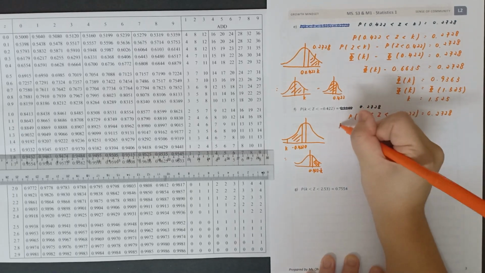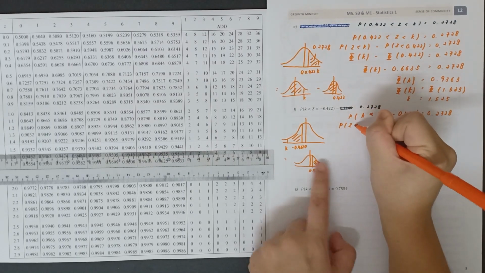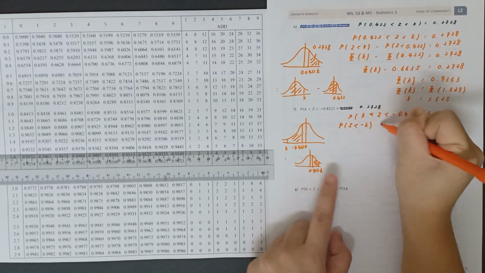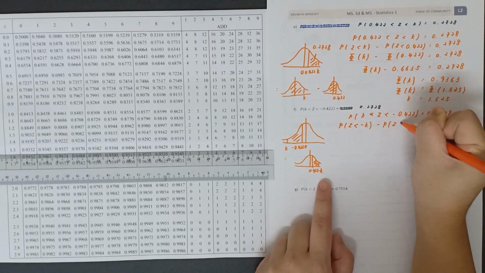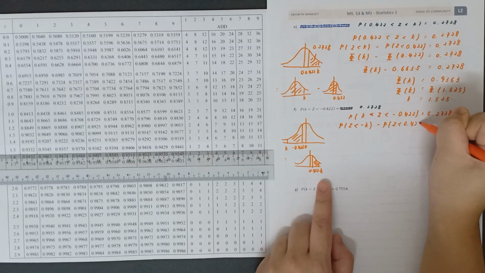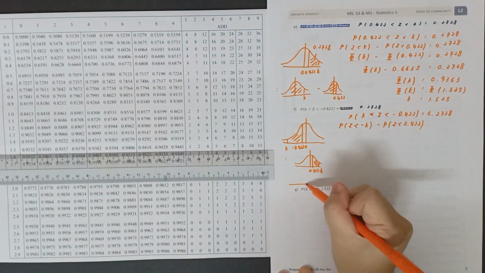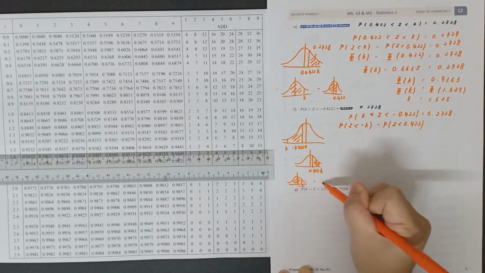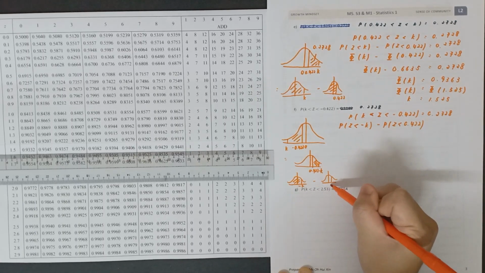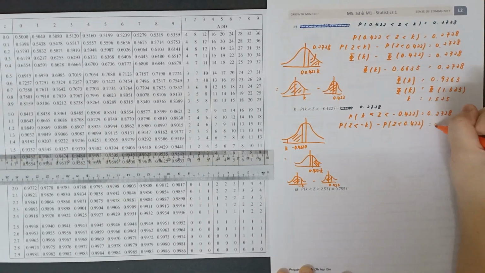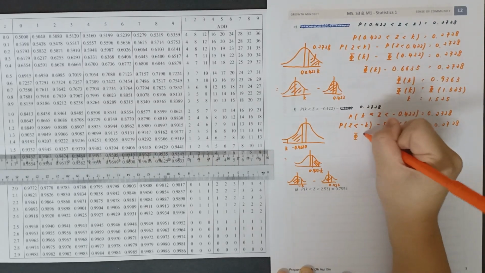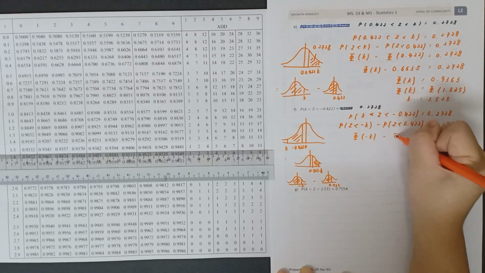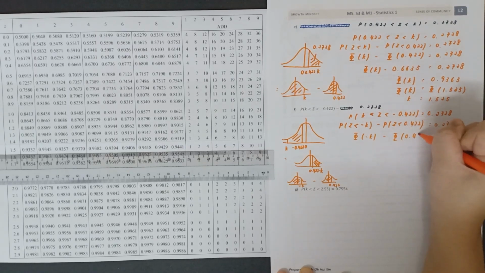So what are you finding? You are finding the probability for Z smaller than negative K minus the probability for Z smaller than 0.422. Okay, so just draw it very quickly. Negative K, the big one, minus the smaller one, which is 0.422. And this is how you get your answer, 0.2728. Now you can change it to 5. So 5 negative K will be minus 5 0.422.